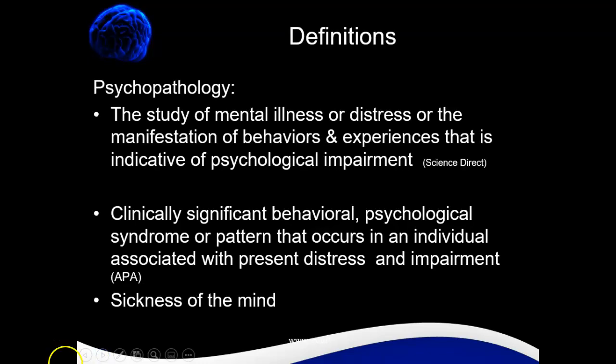Introduction to psychopathology. When we think about psychopathology, we're specifically talking about the study of mental illness or distress, or the manifestation of behaviors and experience that is indicative of psychological impairment. Okay, so we're thinking about mental illness or distress, evidenced by behaviors and experiences that show us as social work clinicians that there are psychological impairments going on with the client.